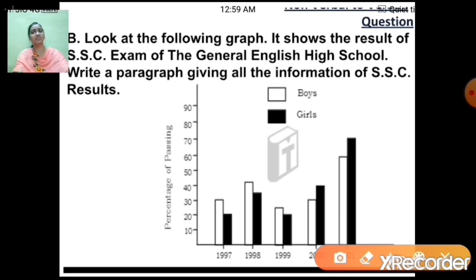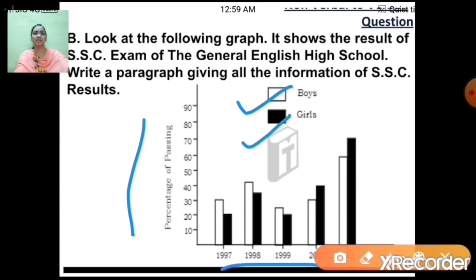Now first step is we need to understand the graph. Like in this case, this empty box is for boys. This black box shows for girls. Now this axis shows percentage of passing, and this axis, the below axis, shows the year, in which year how many boys or how many girls have passed. And these are the graphs. Okay, these are all graphs which show in which year how much progress has taken place, right?